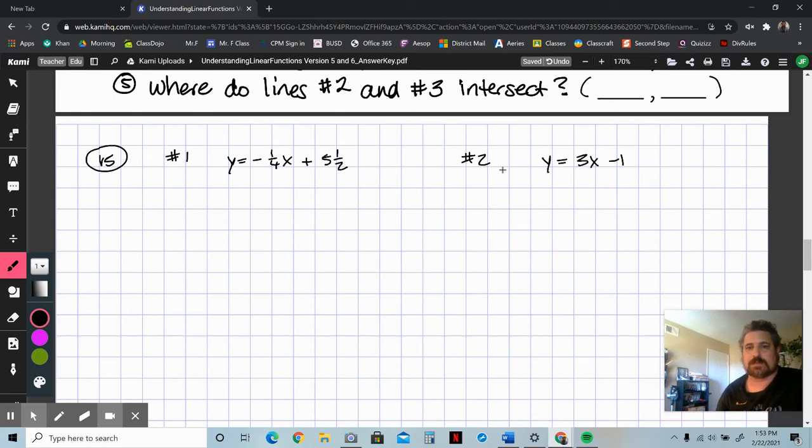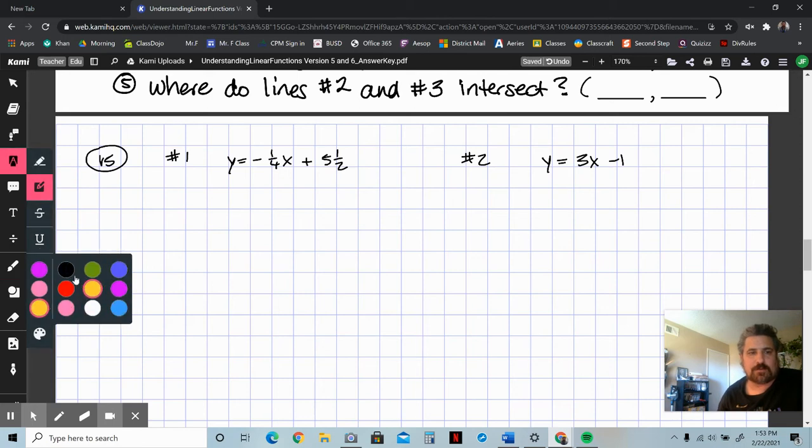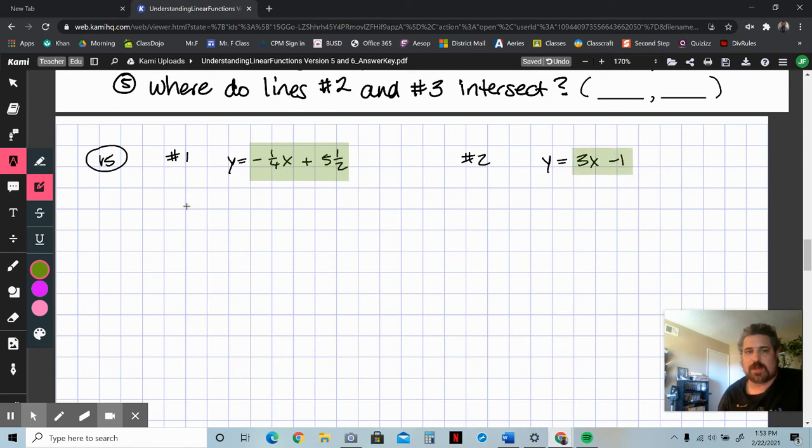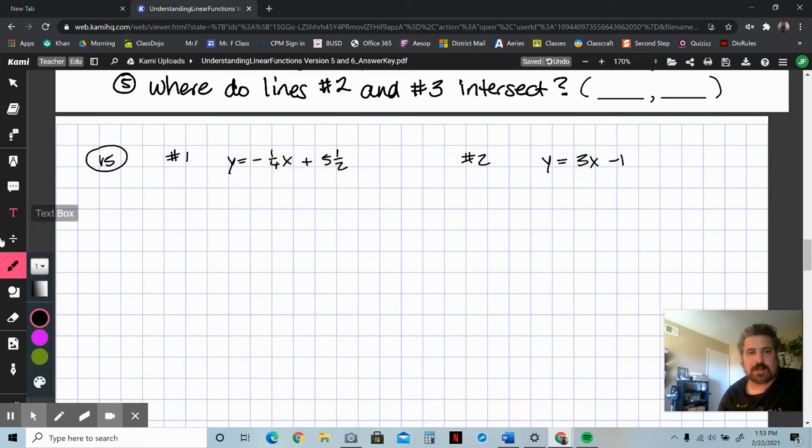What's cool about this is all you have to do is take the two y values and set them equal. You take this y value and set it equal to this y value, so you're setting the y values equal in terms of x. The other way to think about it is you're substituting in: you take the y value from one of the lines and substitute it in for the y in the other. See how that works? Okay.